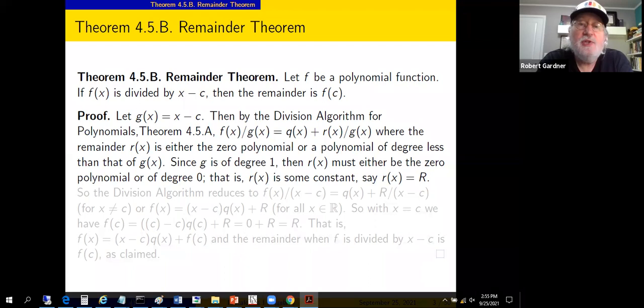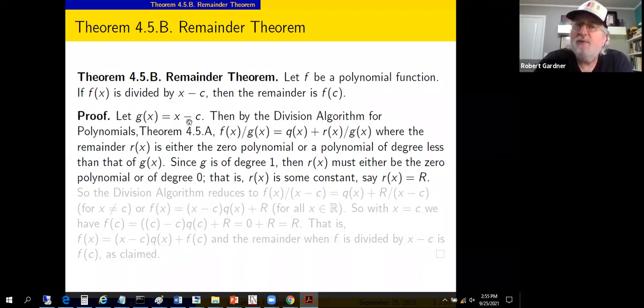So let g of x be x minus c. We're going to take f of x and divide it by g of x, just to put it in the same notation we had for the division algorithm. The division algorithm tells you that f of x divided by g of x will be some quotient polynomial plus r of x divided by g of x. And the deal with r of x is it's either the 0 polynomial or a polynomial of degree less than that of g of x.